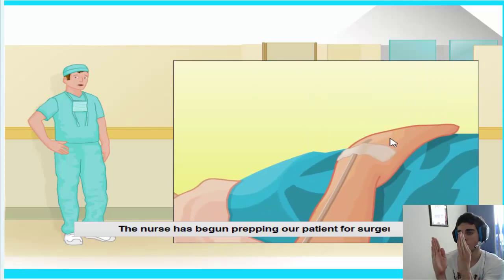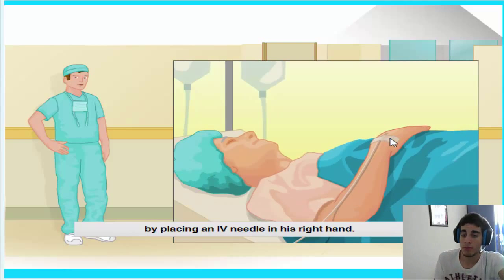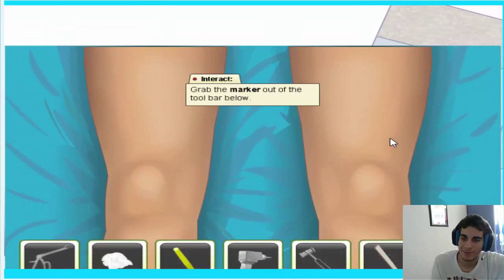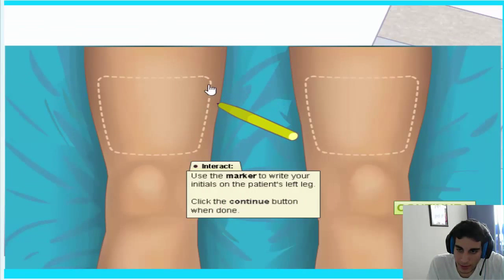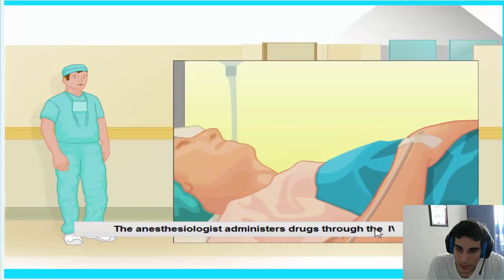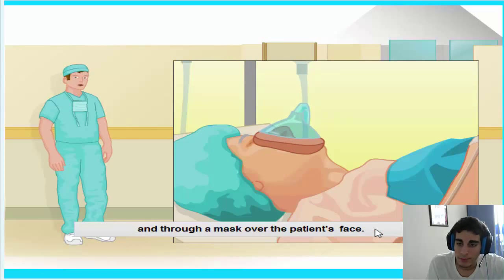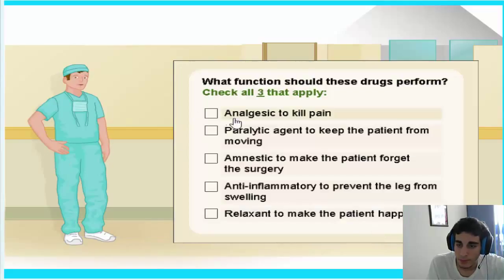The nurse has begun prepping our patient for surgery by placing an IV needle in his right hand. Now your turn. Use the marker and write your initials on the proper knee to be operated on. This may seem silly, but it's an actual step taken to prevent wrong-site surgery. The anesthesiologist administers drugs through the IV and through a mask over the patient's face. What function should these drugs perform?